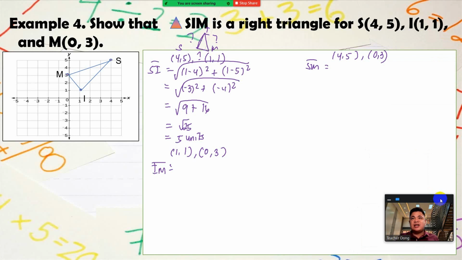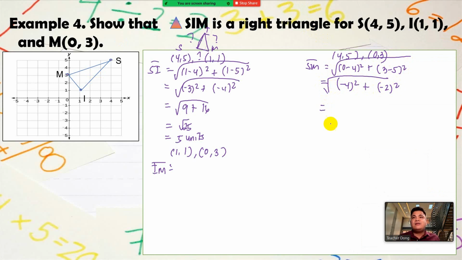Okay, let's have segment SM. So your x sub 2 minus x sub 1 is 0 minus 4 squared plus 3 minus 5 squared. Okay, that's it. Then 0 minus 4 is negative 4 squared, and then 3 minus 5 is negative 2 squared. Then after that, negative 4 squared is 16. Negative 2 squared is 4. Add, and then 16 plus 4 is 20. Okay, get one factor which is a perfect square, that is 4 times 5 is 20. So the square root of 4 is 2, so we have 2 square root of 5 units.